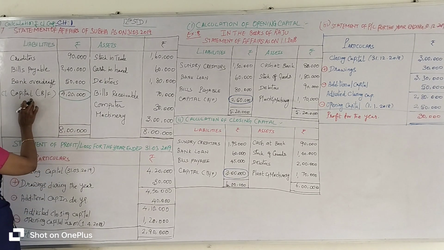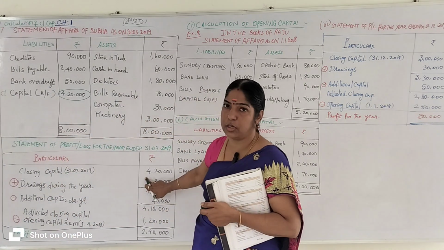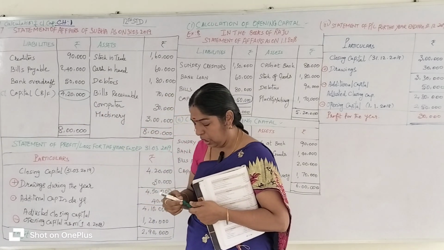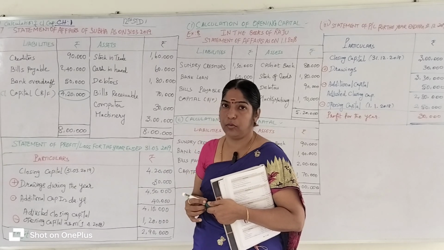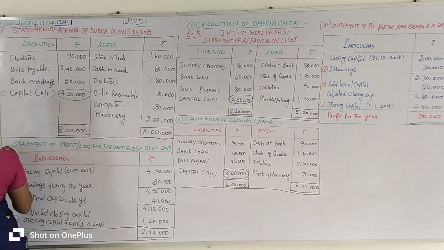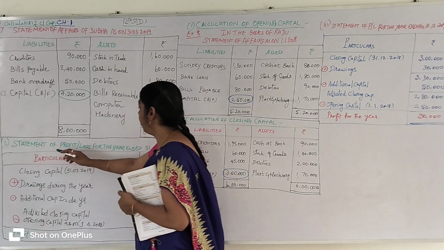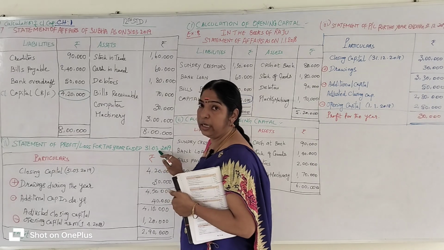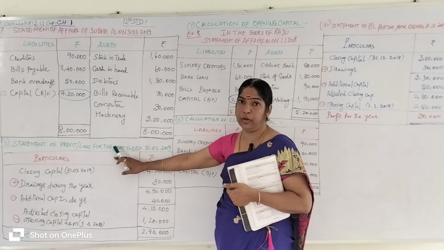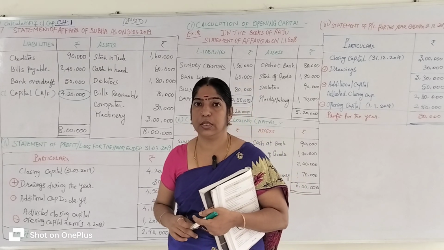From this closing capital only, we are going to find out the profit and loss account. Okay, so we got the closing capital, that value is 4,20,000. Now we are going to prepare the profit and loss account. How can you prepare? First, write the heading. This is the second calculation they asked in the question. Statement of profit or loss for the year ending 31/3/2019, particulars and rupees.